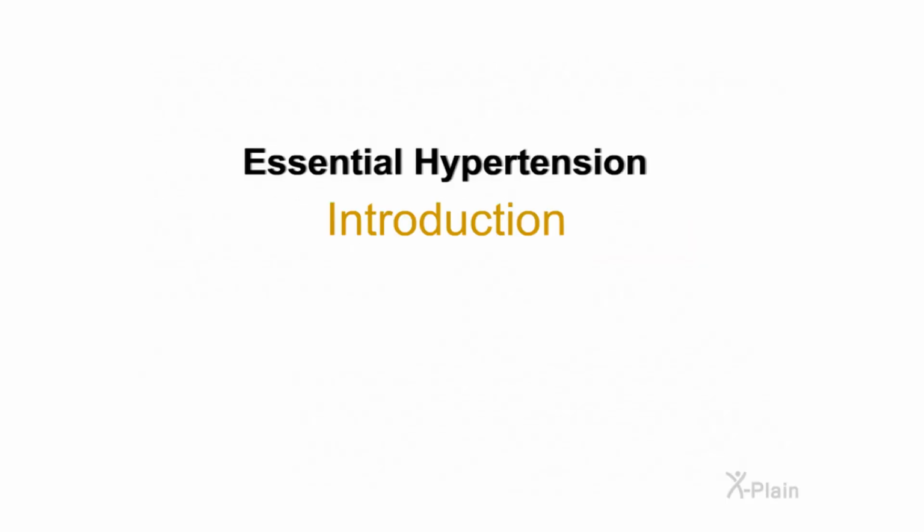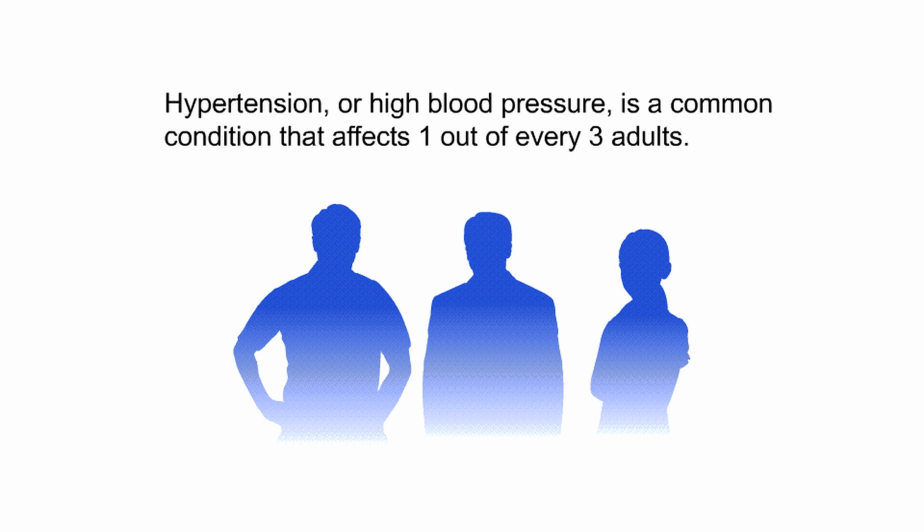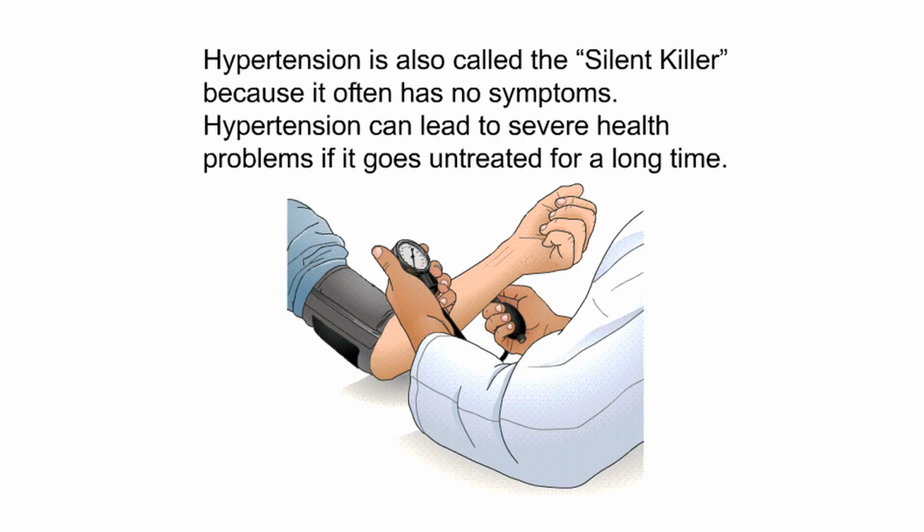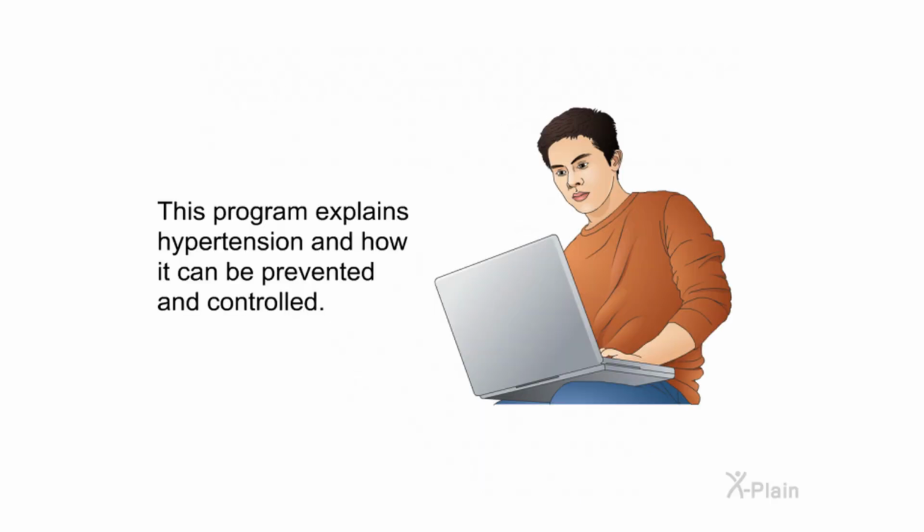Essential hypertension. Introduction. Hypertension, or high blood pressure, is a common condition that affects 1 out of every 3 adults. Hypertension is also called the silent killer because it often has no symptoms. Hypertension can lead to severe health problems if it goes untreated for a long time. This program explains hypertension and how it can be prevented and controlled.